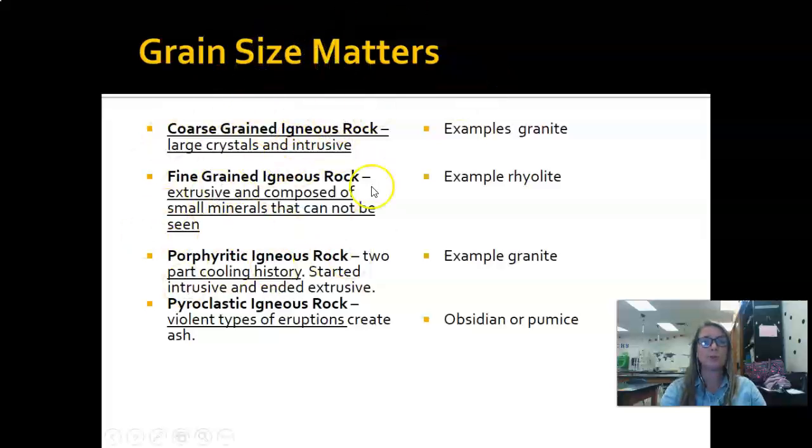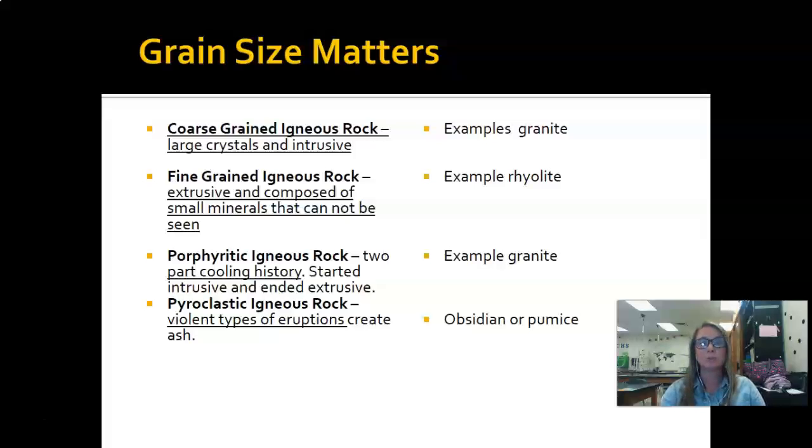So as we go through igneous rocks, once again, we'll first look and say, okay, is it intrusive or extrusive? And then we're going to look at the grain size or the crystal structure that is there to help figure out what type of rock we're possibly looking at. So remember, we're kind of detectives trying to figure out what we're looking at here.